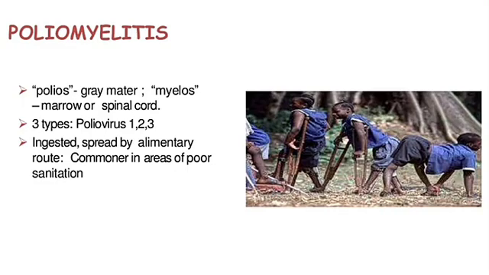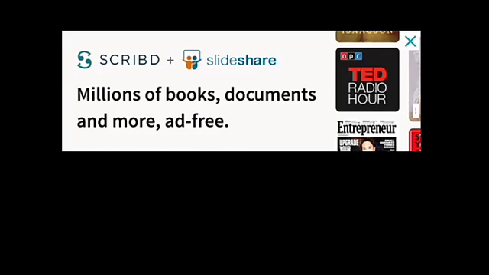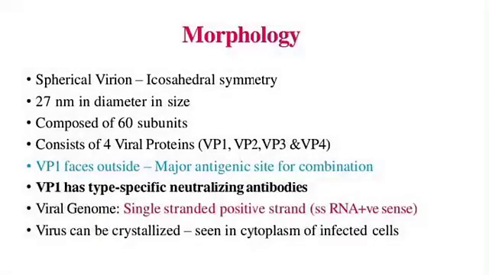They are ingested and spread by the alimentary route, and are commoner in areas of poor sanitation. Speaking about the morphology, they are spherical, with icosahedral symmetry, 27 nanometers in diameter. They are composed of 60 subunits. They consist of four viral proteins, VP1, 2, 3, and 4. VP1 faces outside and is the major antigenic site. VP1 has type-specific neutralizing antibodies.